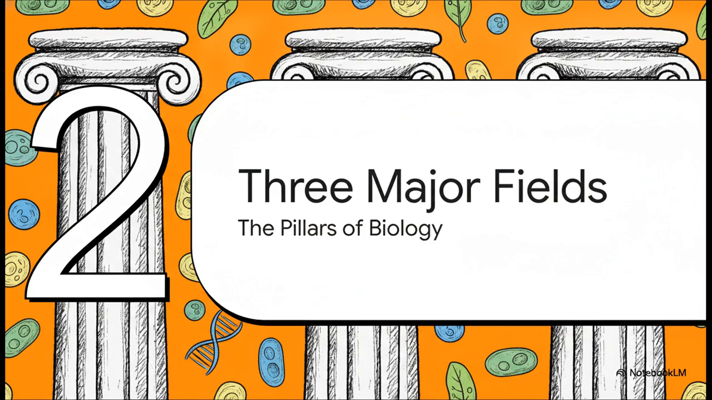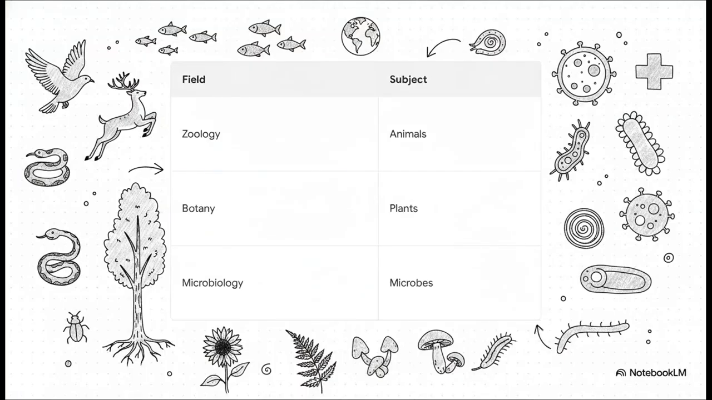Moving right along to Section 2, the 3 major fields, or as I like to call them, the pillars of biology. This really puts everything perfectly into perspective. First up, we have zoology, which is the comprehensive study of animals, how they're structured, how they behave, and their incredible diversity. Next is botany, the study of plants, covering everything from their growth and reproduction to how they interact with the world around them.